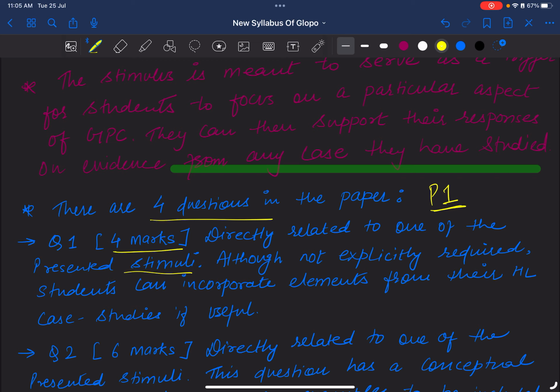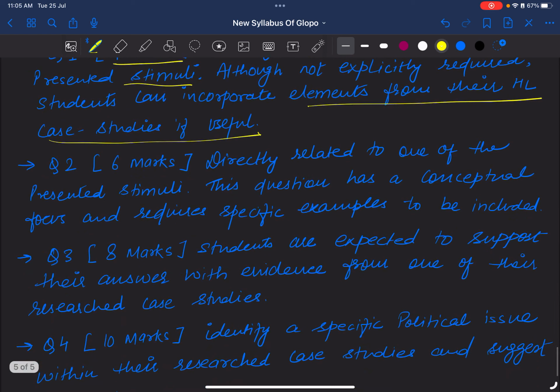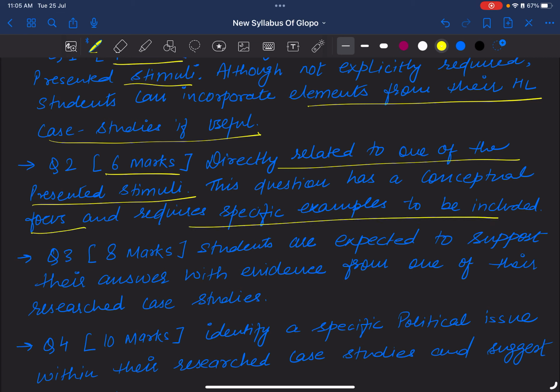Although not explicitly required, students can incorporate elements from their case studies. Remember, in paper 1 you are required to write what is written in that paragraph, extracting the information from it. But here you can incorporate your own elements. So these are just the triggering paragraphs or stimuli. Now question number 2 would be of 6 marks, directly related to the same stimulus as question number 1. This question has a conceptual focus and requires specific examples to be included.